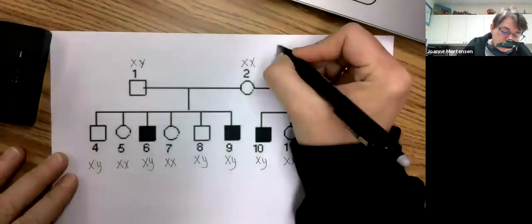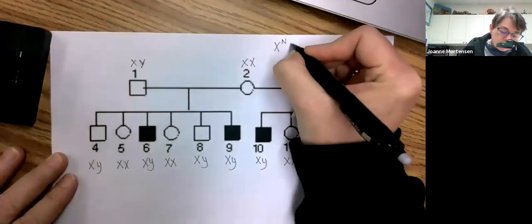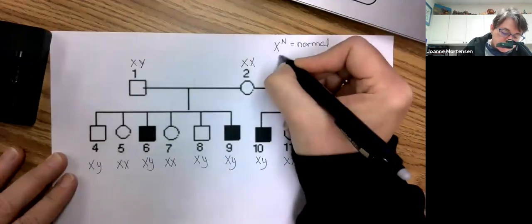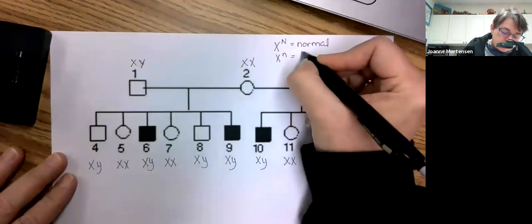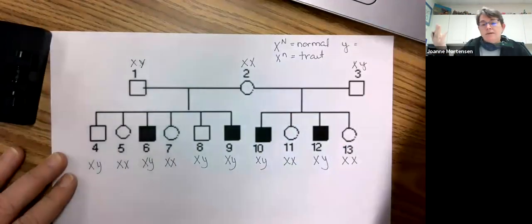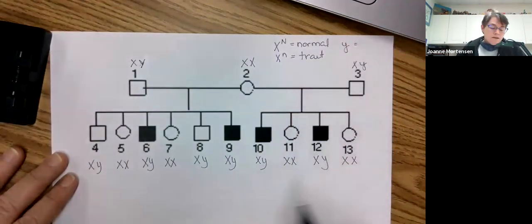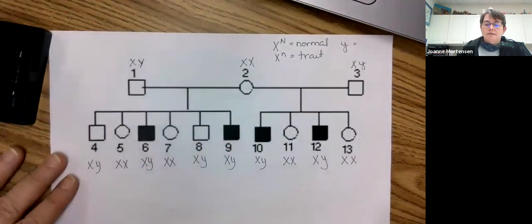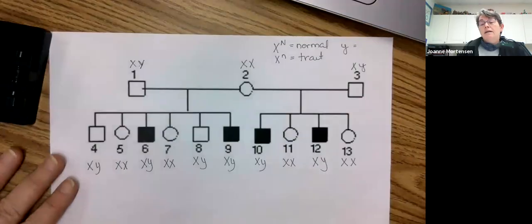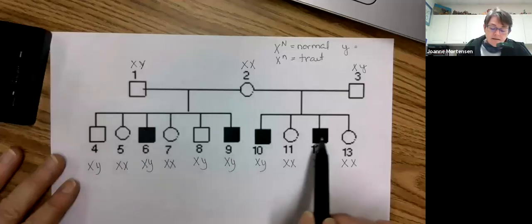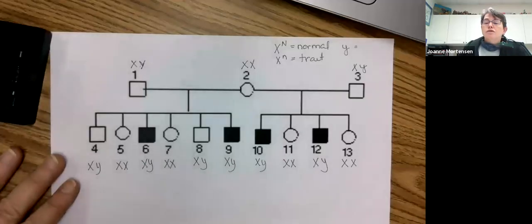So our choices, and the Y chromosome. Okay, so the Y chromosome is normal. So I went through, all the guys are XY, all the girls are XX. And I can do that without really having to think too much. The guys that are colored in are the ones that have the trait.